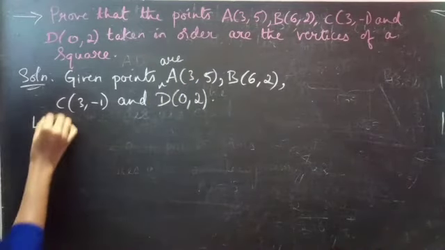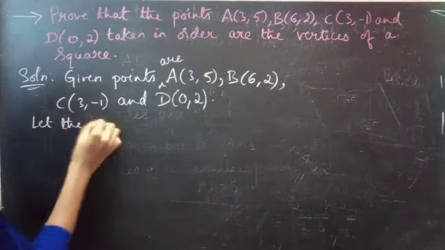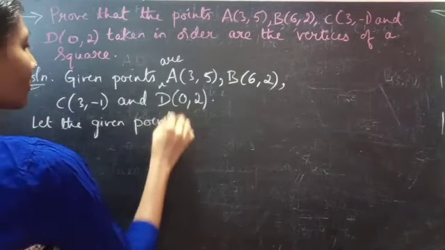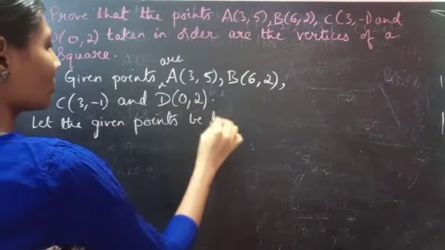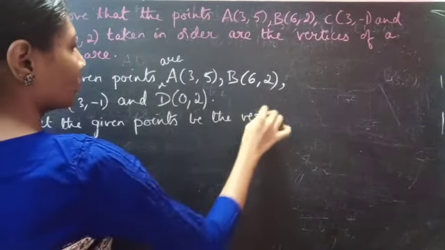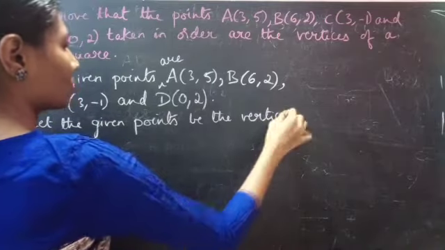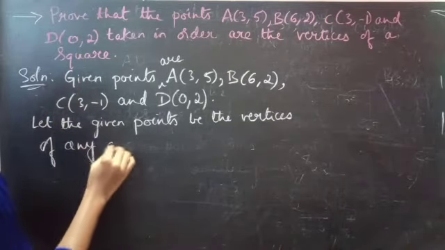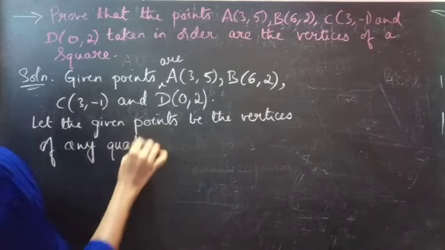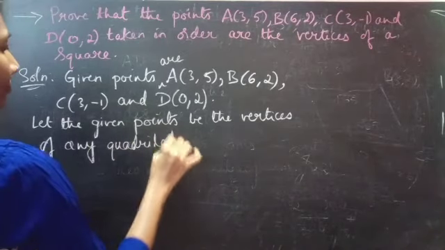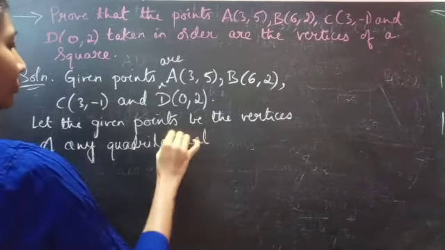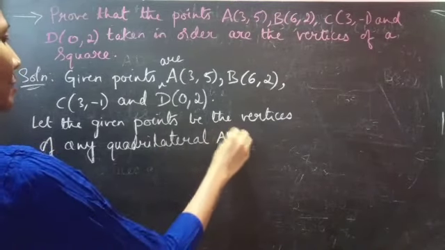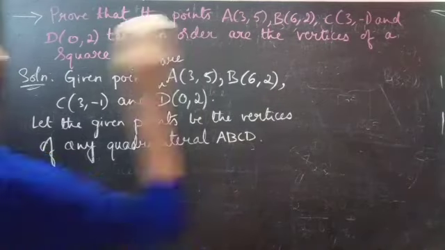Let the given points be the vertices of any quadrilateral. Say A, B, C, D. Okay.